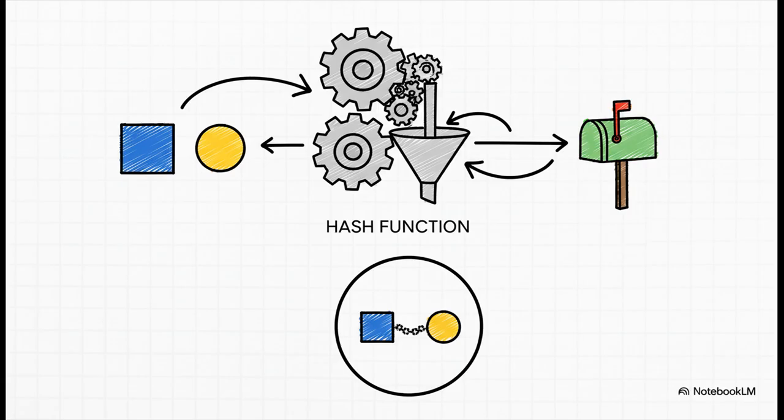What happens when your hash function calculates the exact same mailbox number for 2 completely different keys? Well, they have to share. What usually happens is they form a little list inside that one mailbox. And now, to find your item, you have to search through that little list.